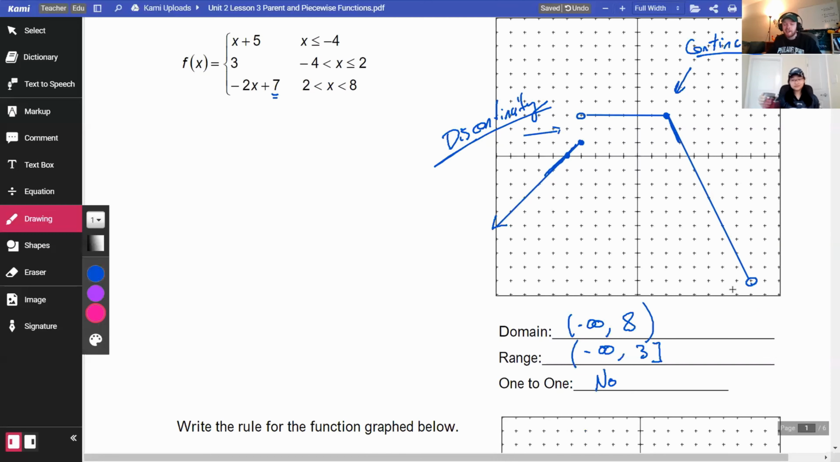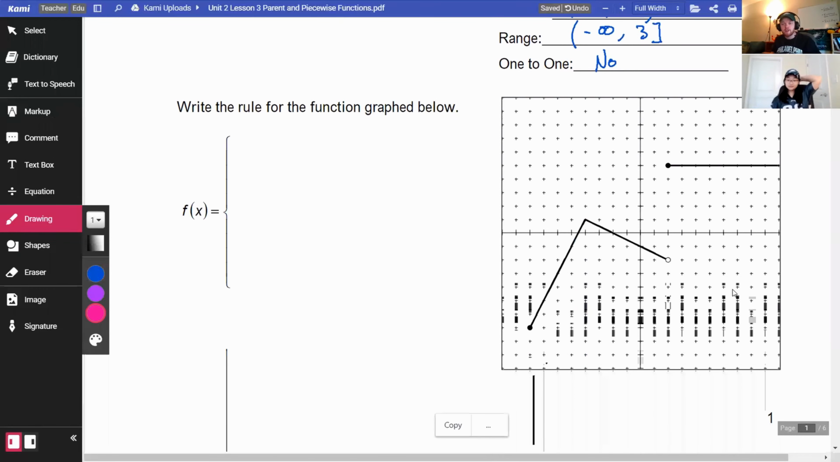Yeah. So like if I said, hey, I have 3, what number did I plug into the function? There are multiple answers to that question. I could have... it's like an infinite number. Absolutely.